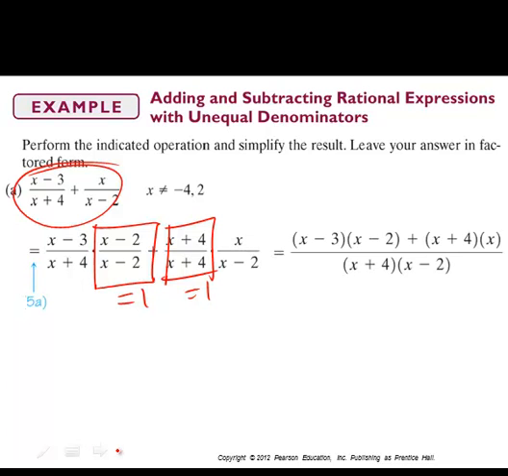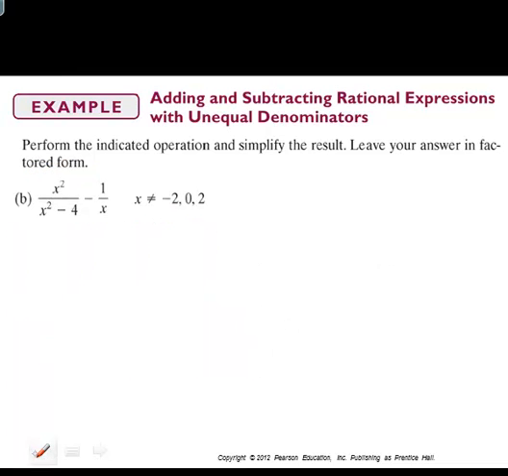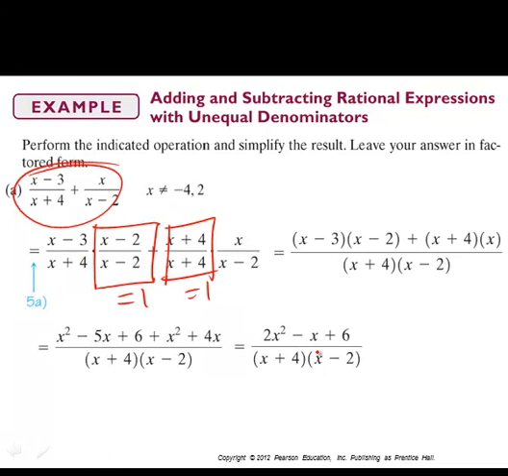So now we have two fractions with a common denominator of (x plus 4) times (x minus 2). And now we can go ahead and add the two numerators together, multiply out the numerator, combine like terms, factor, and cancel any common factors, okay?